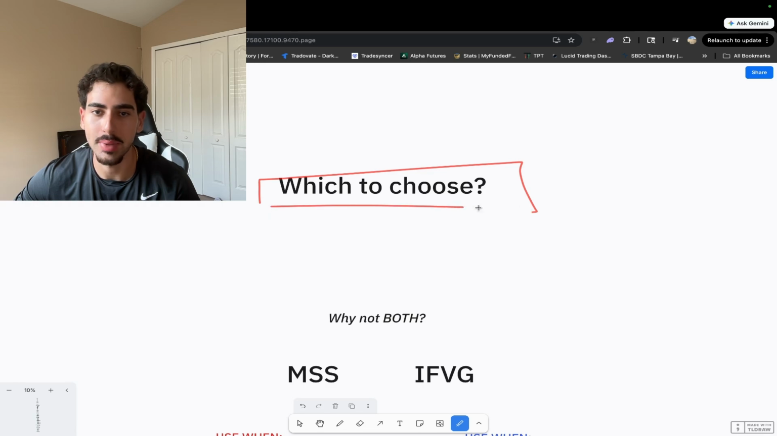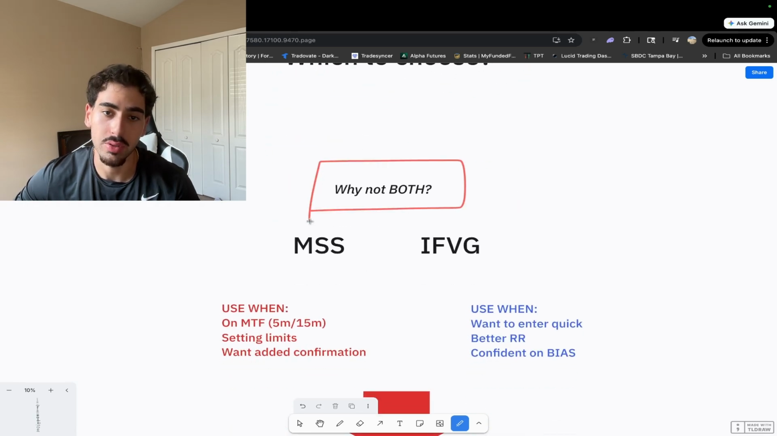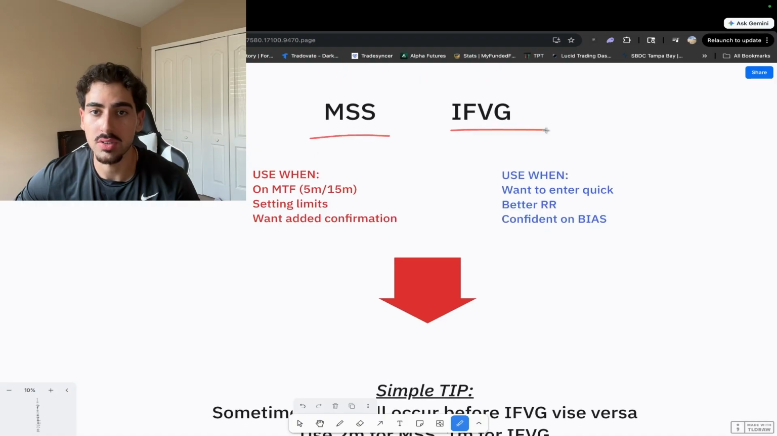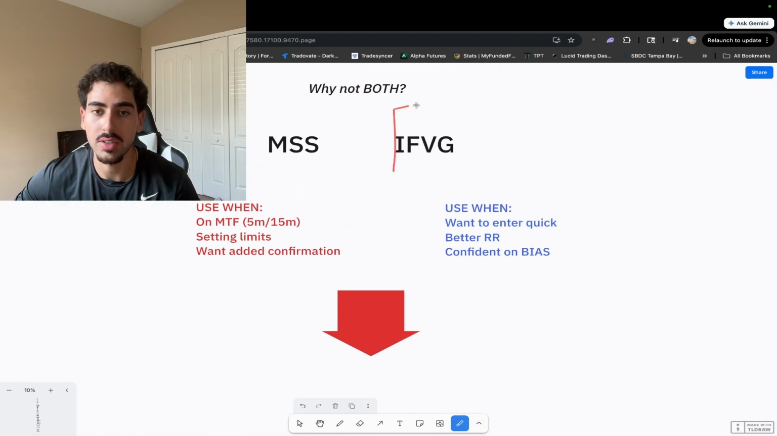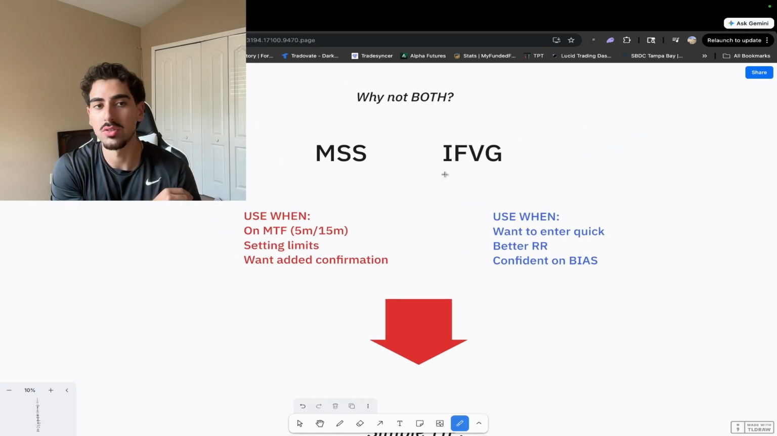So which one do we choose, everybody? Which one is the best entry model for you guys to choose? I say, why not both? All right, the market structure shift and inverse fair value gap are both very, very useful to enter off of. And honestly, sometimes one of them will show and the other won't, and the other will show and this one won't, right? So you can pretty much use them wherever they are. It is all about the foundation. But these are the two best entry models that you need to be using.